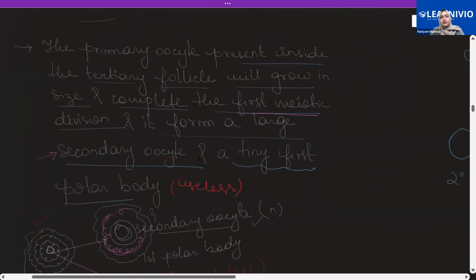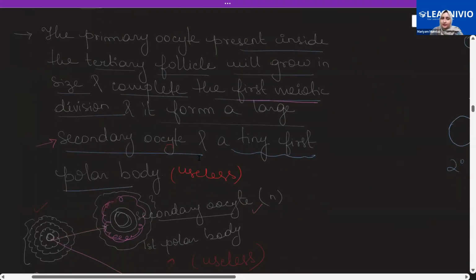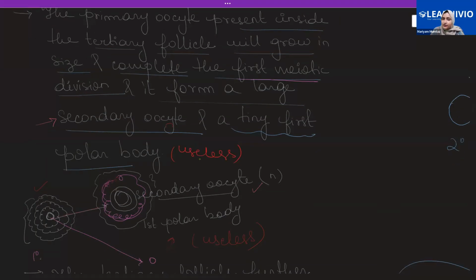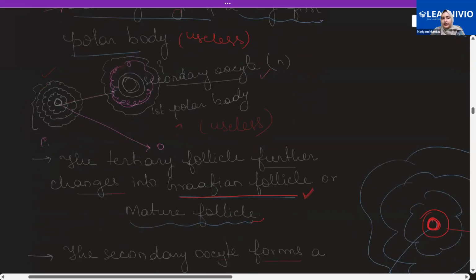Now, after that, the primary oocyte, which is still present inside the tertiary follicle, will grow in size and complete meiosis 1. At the end of that, it will make a secondary oocyte and a tiny first polar body, which is useless. It will degenerate later on.